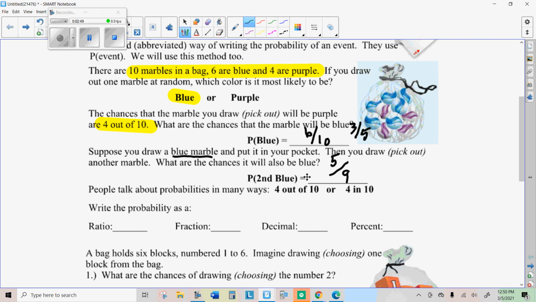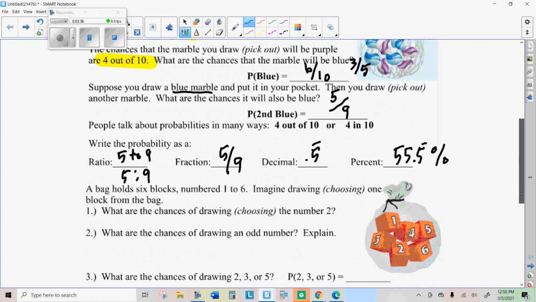Now, you can write a probability as a ratio, like we did in the last one, 5 out of 9. But remember, ratios can also be written in other ways. You could write it as 5 to 9 using the word "to." You could use the colon also, or you can write it as a fraction. Those are all considered ratios. For the decimal, you would have to divide it out, and you would get 0.5 repeating. And if you change that to a percent, you would see that's 55.5 repeating percent. So those are all ways you could do that.